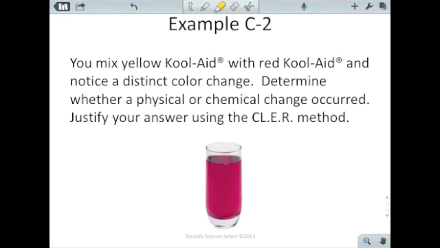Example C2. You mix yellow Kool-Aid and red Kool-Aid and notice a distinct color change. Determine whether a physical or chemical change occurred. Justify your answer using the CLEAR method. Remember, it's conclusion, evidence, and reasoning. Make sure you pay attention to this: just because there's a color change, does that mean that it's chemical? Does it mean that it's physical? Remember, chemical changes the composition of it. Physical doesn't.